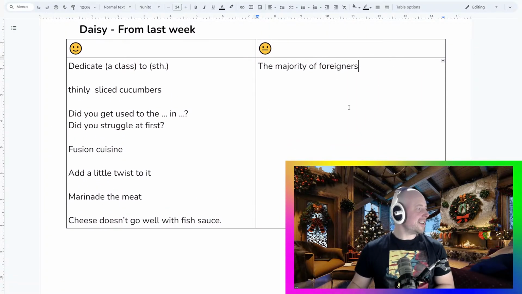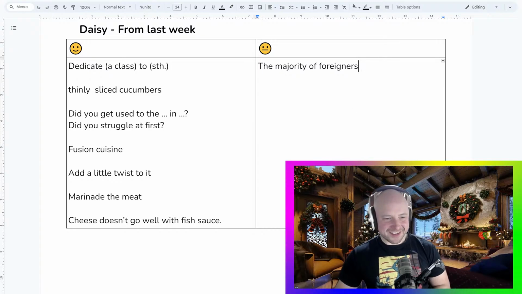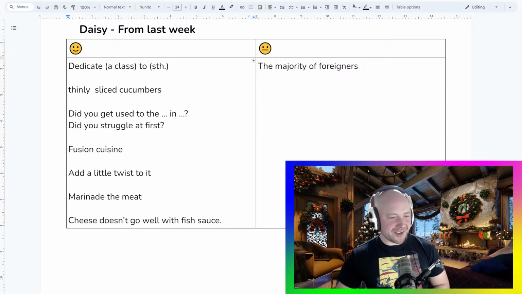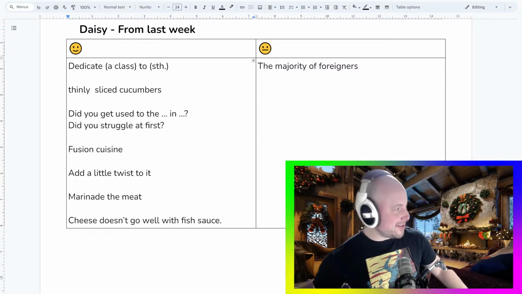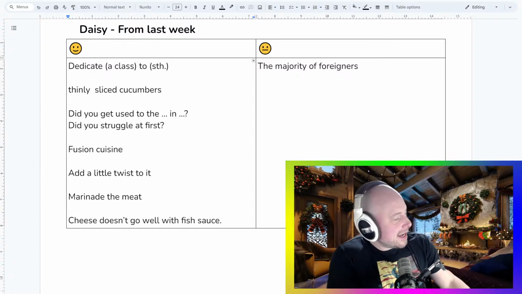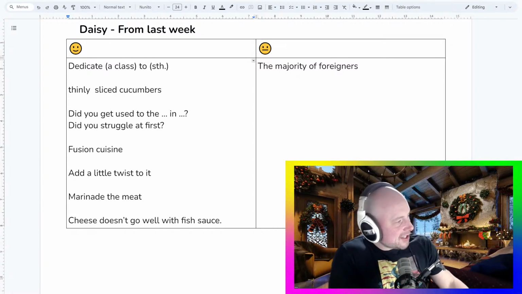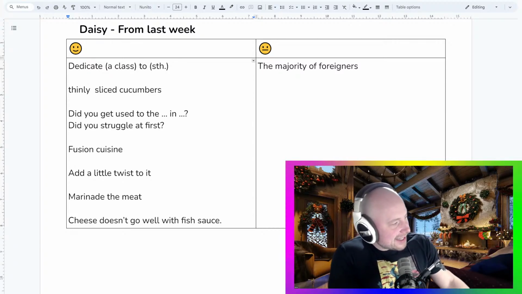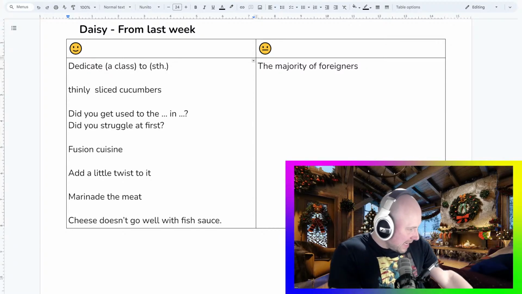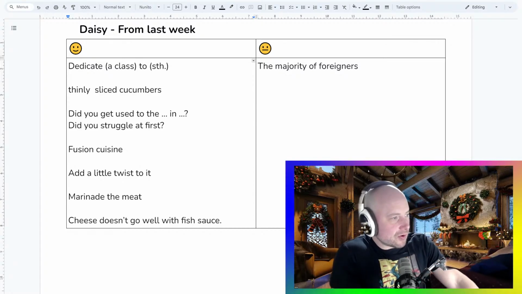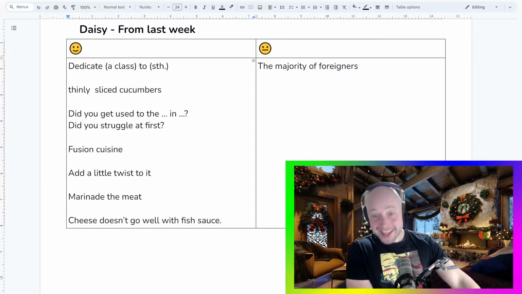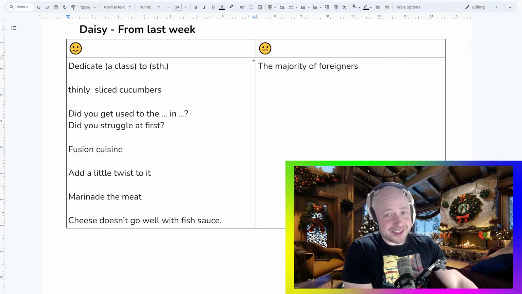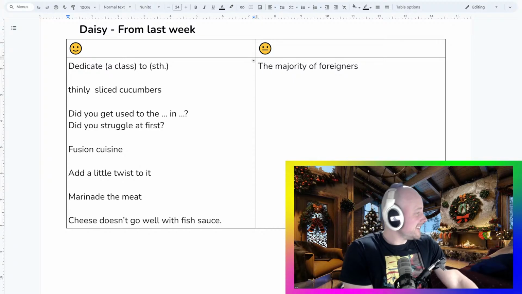That's interesting, Daisy. Do you like cooking? So, a rather extensive use of food-related vocabulary from Daisy there. It's quite interesting to hear you do that. Dedicate a class to something. Thinly sliced cucumbers. Fusion cuisine. Add a little twist to it. Marinate the meat. And cheese doesn't go well with fish sauce. No, cheese does not go well with fish sauce. That is for sure. Cheese goes well with a lot of stuff. It does not go well with fish sauce.